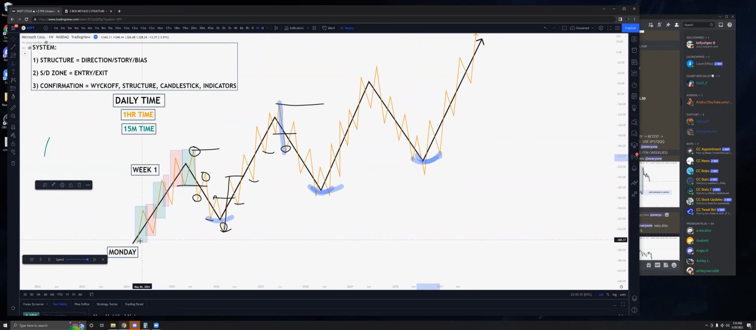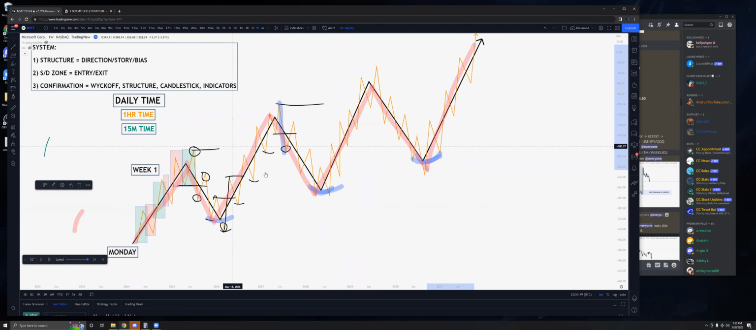So everywhere you see on this run up, people are losing money. People are losing money here, here, here, and here.